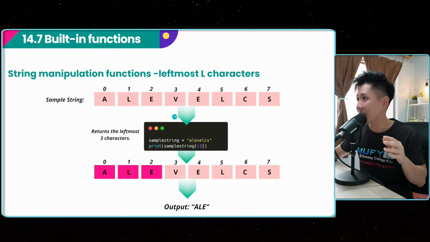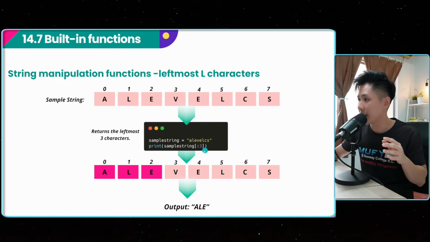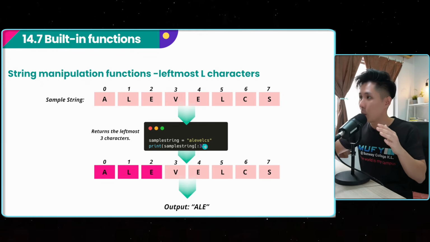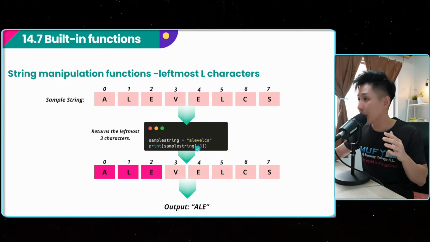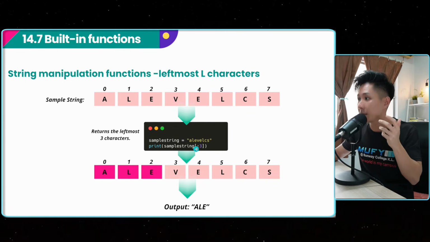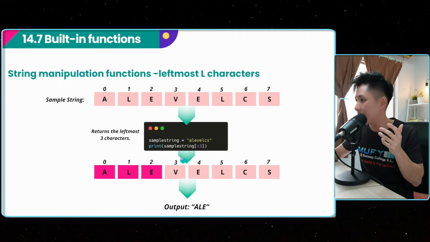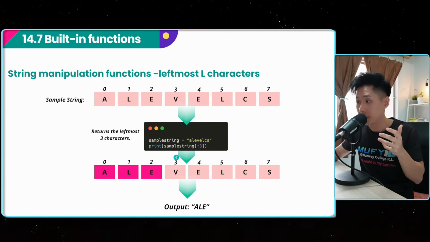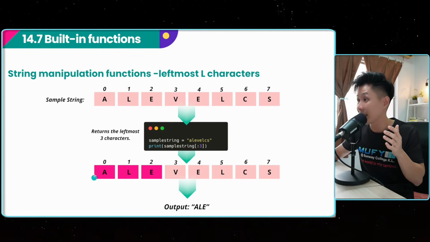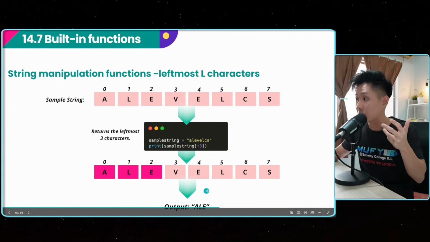So now the next one is the leftmost L characters, like the one we learned in array. If you do this function, square bracket, colon, 3, when you don't put anything as a starting value, you are taking from the beginning until index 3, but not inclusive. So you are taking the leftmost 3 characters.